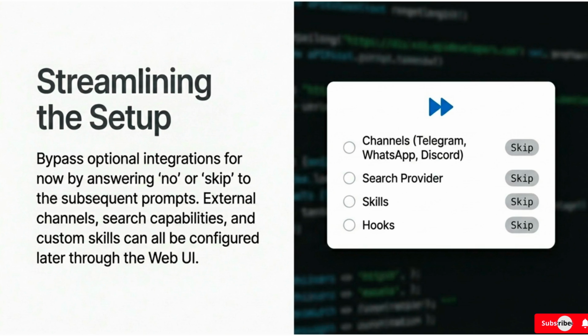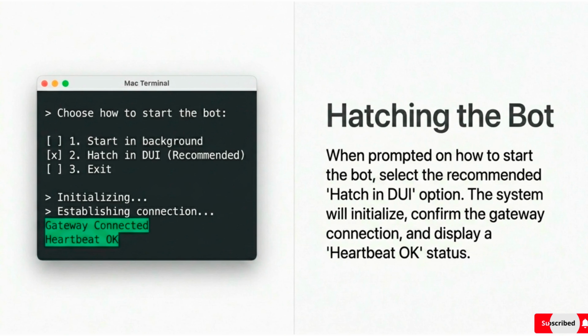To streamline the setup, bypass optional integrations for now by answering no or skip to subsequent prompts. External channels and custom skills can be configured later via the web UI. When prompted on how to start the bot, select the recommended option 2, Hatch in TUI. The system will initialize, and upon success, you will see a heartbeat OK status.